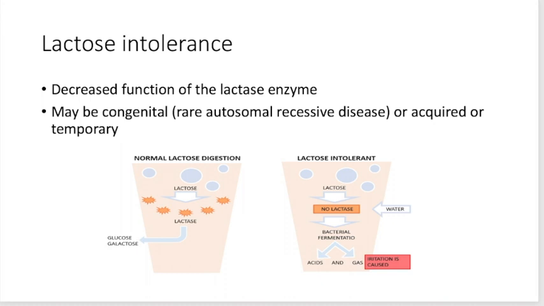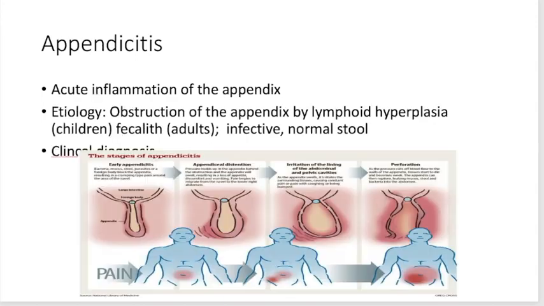Quickly, just a couple of the intolerances. With lactose intolerance, some people have no problems with it, some do. It may be congenital, autosomal, or acquired or temporary. It all depends what's going on. Normally we can digest lactose, which gets turned into glucose and galactose. If you're lactose intolerant, you do not have lactase, you get bacterial fermentation, and then we get acid and gas and end up with irritation and some discomfort.